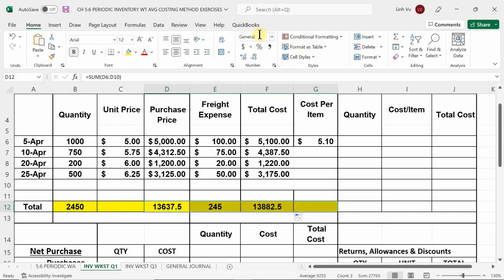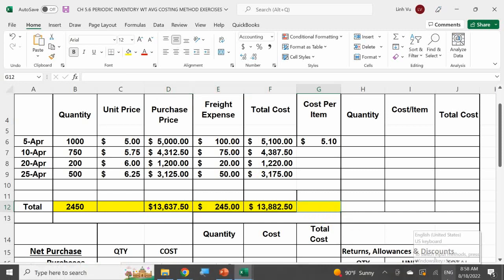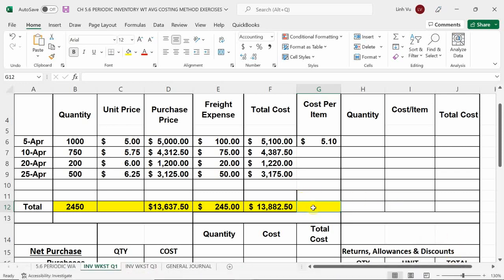So in this case, since we don't have any beginning inventory, you are more than welcome to go ahead and solve for your average cost now. Okay. So in this case, I have my total cost of $13,882.50, and I have a total quantity of 2,450. I now need to solve for my average cost per item. So what would be my average cost per item? 5.6663.